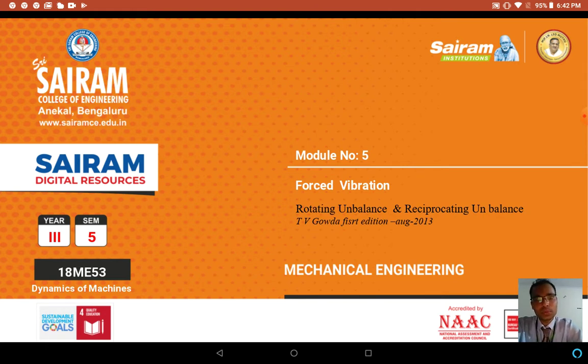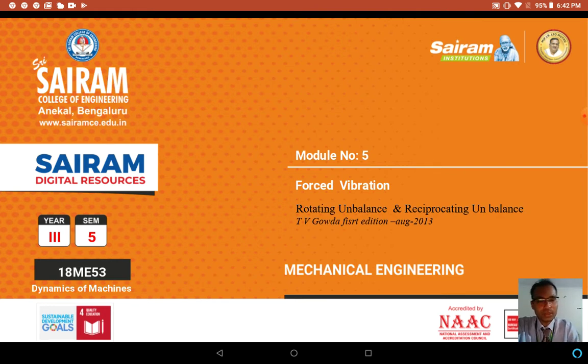If the unbalance is more in any machine component, there is a chance of vibration taking place. If vibration takes place, the next chance is that it will produce noise. Because of the noise and the unbalance or vibration, the whole component is going to get corrupted. So this is rotating unbalance.